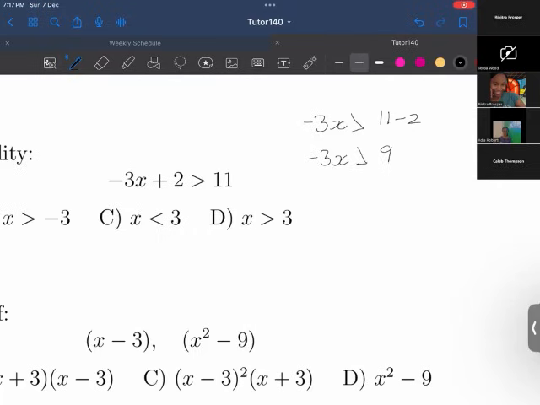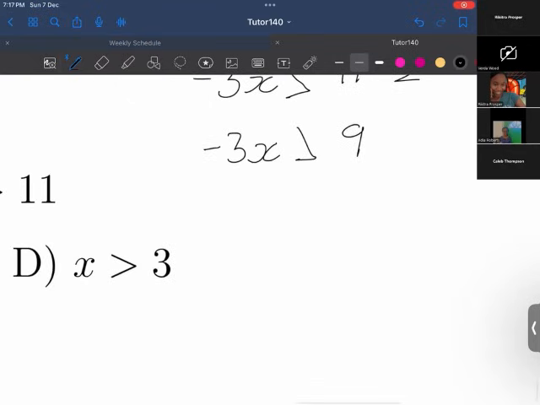So we're going to divide both sides by negative 3. Now, when you do a question like this and you divide by a negative number, the sign flips. So since we divided by negative 3, the sign would flip, and it would go x is less than negative 3, right?